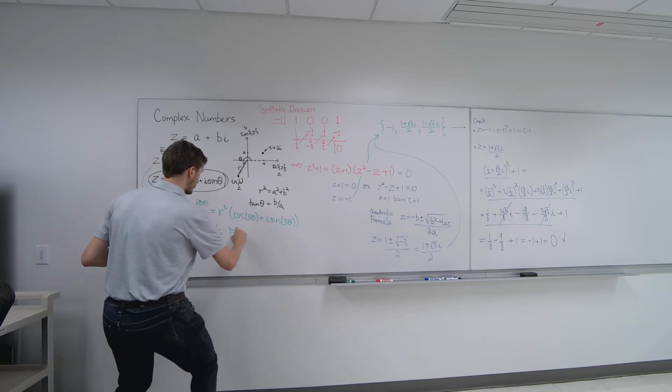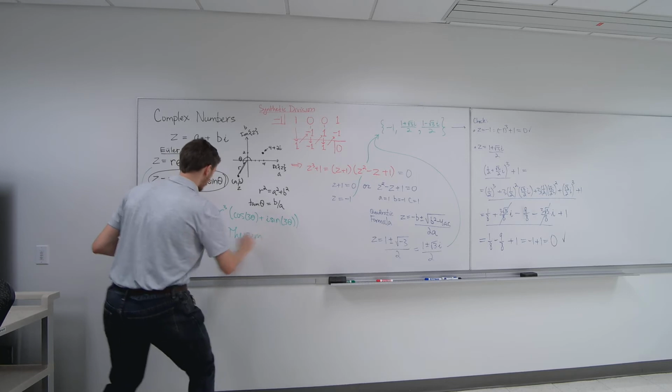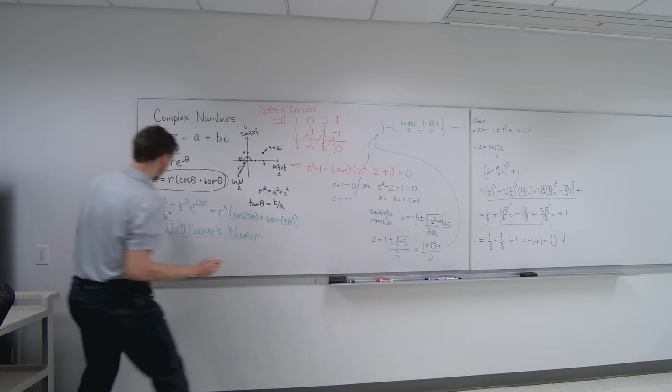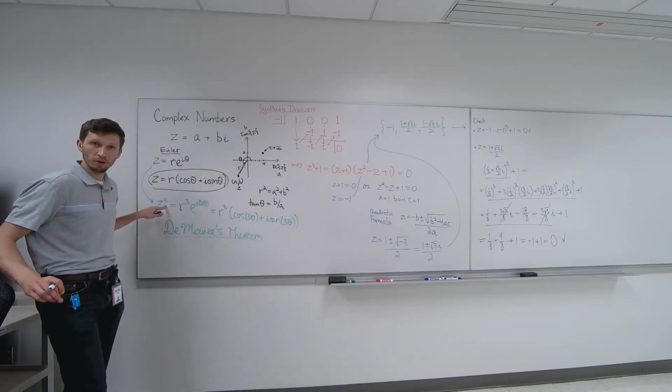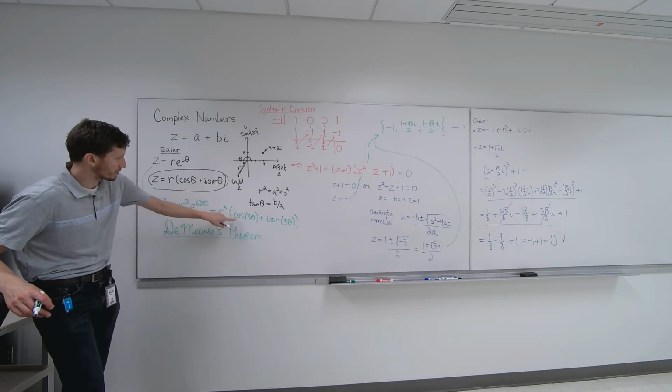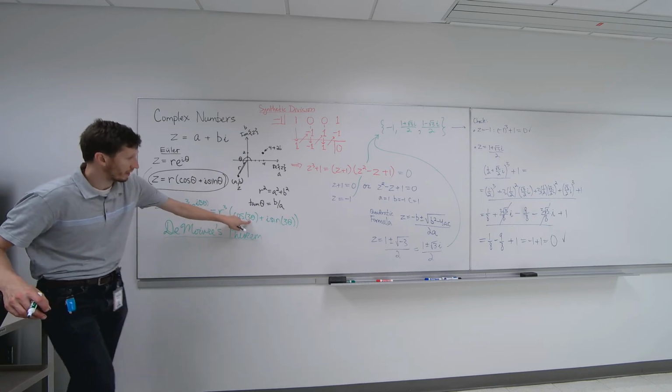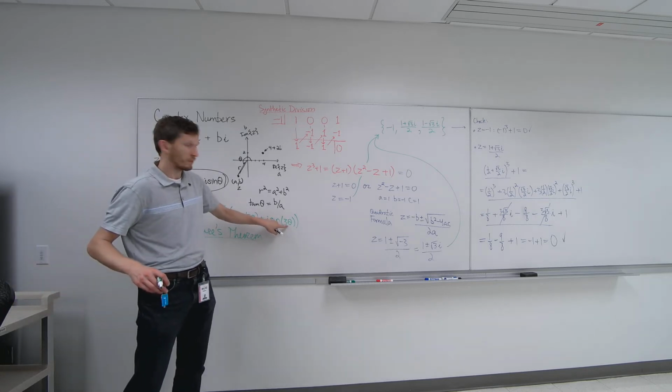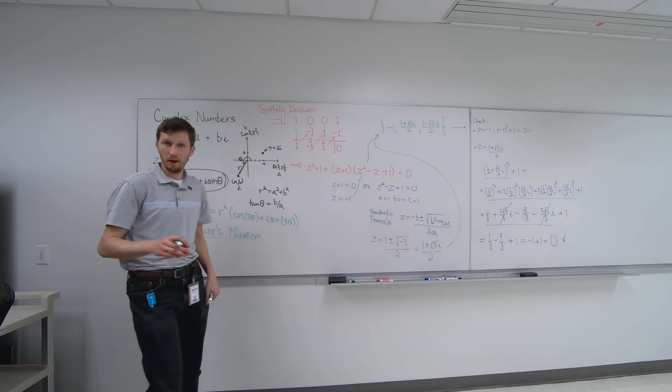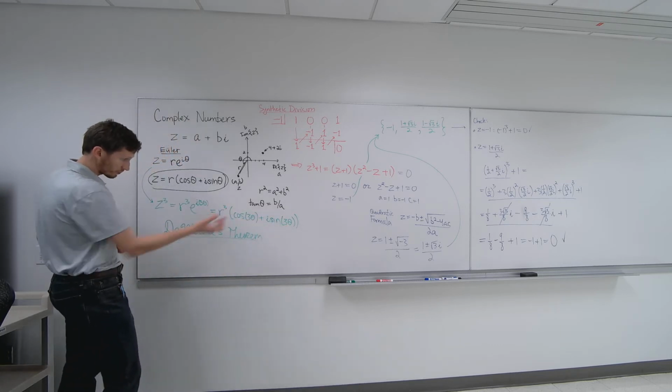And de Moivre's theorem just extends this result to any n. So if I told you z to the 5th power, you would have r to the 5th cosine 5 theta plus i sine 5 theta. You would have a 5 theta instead of a 3 theta.